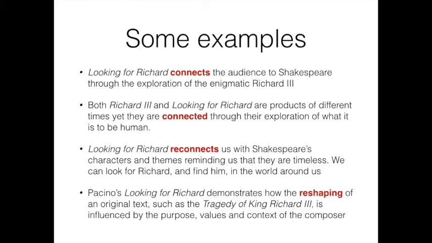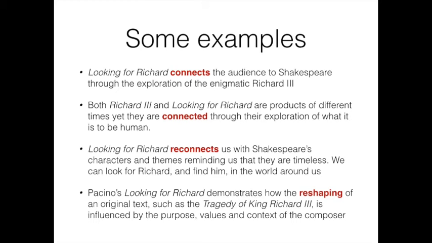So we know that that's what we need to focus our arguments on. What connects, or what is the connection between Looking for Richard and Richard III? Why are we studying these two texts? Why aren't we doing two random texts? What is it about these two that make them compatible? Because that's essentially what it is. Connection, reconnection. It's what makes this work. And all these different arguments do that.